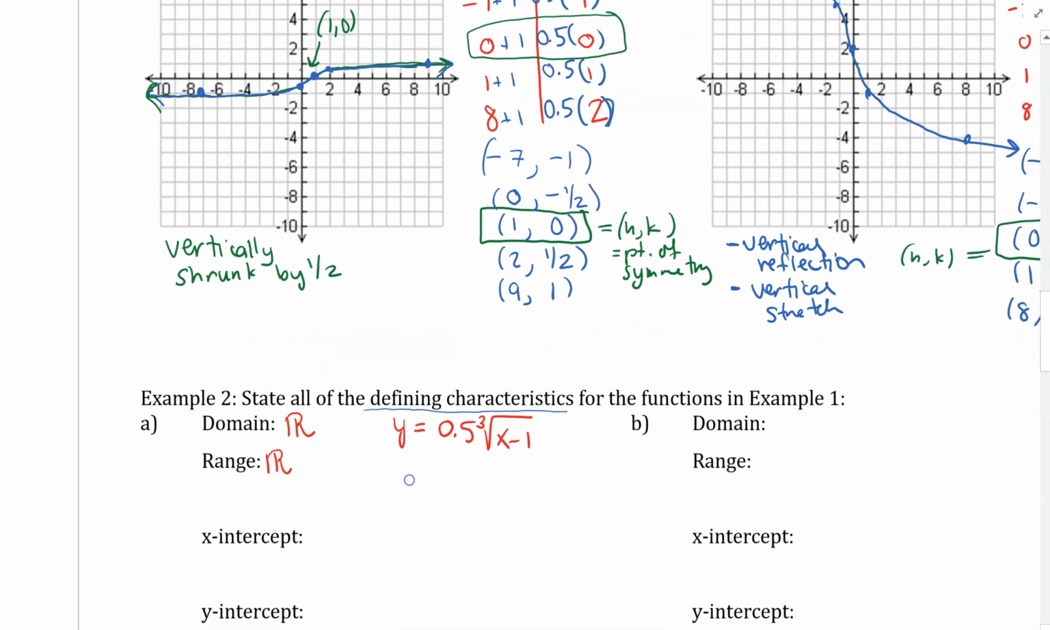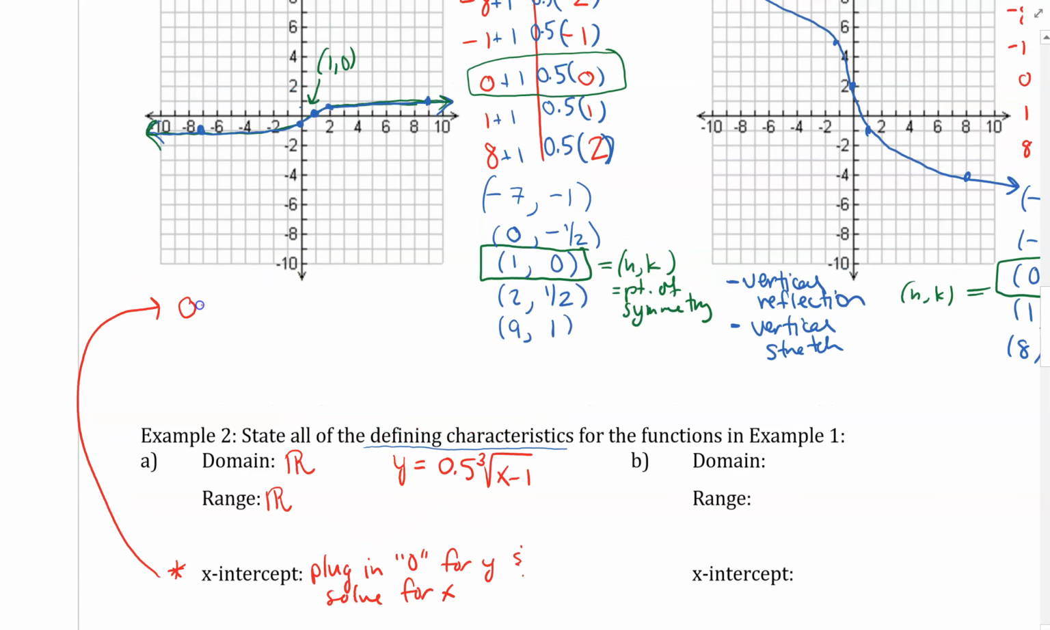Now to find x-intercepts, it's a similar process with this function as it is with any function. It's where you basically plug in 0 for y and solve for x. So I'm going to do the work for this one up here. So I plug in 0 for y, so I get 0 is equal to 0.5 times the cube root of x minus 1. And my goal, of course, is to isolate the x. I want to eventually get x all by itself.